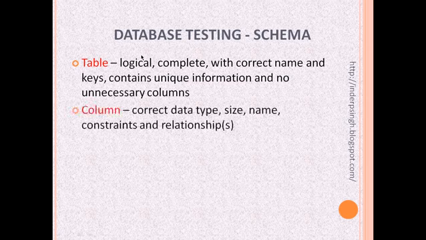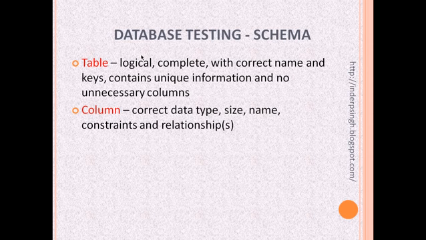So the next thing we can test within each table, apart from the overall table itself, is each and every column. In the column we can test whether the data type is correct. Every column has a data type. The size should be sufficient to store the data. The name of the column should be correct, and constraints can be there to restrict invalid data from being inserted into that table, and the relationships should be correct.